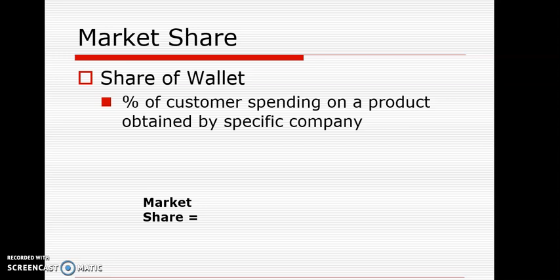Now there's market share and there's share of wallet. Share of wallet is the percent that I spend on a product. And I might divide my share of wallet over a number of different companies. So for example, my grocery budget. I like to go to Trader Joe's and I also go to Costco. Costco has a much bigger share of my wallet. So that's the percent of my spending that a company has. It's really how much of my budget they're capturing.